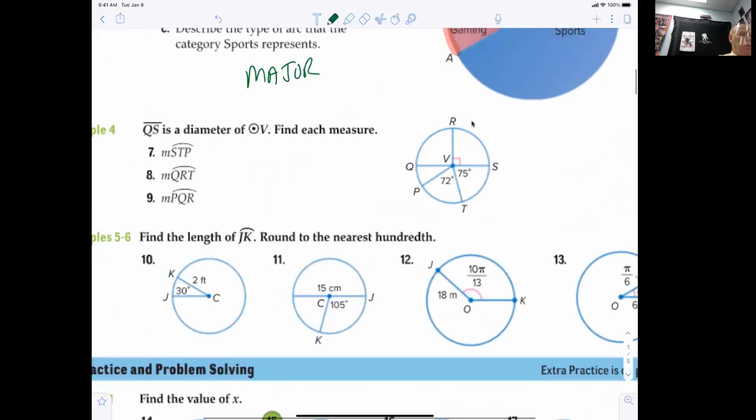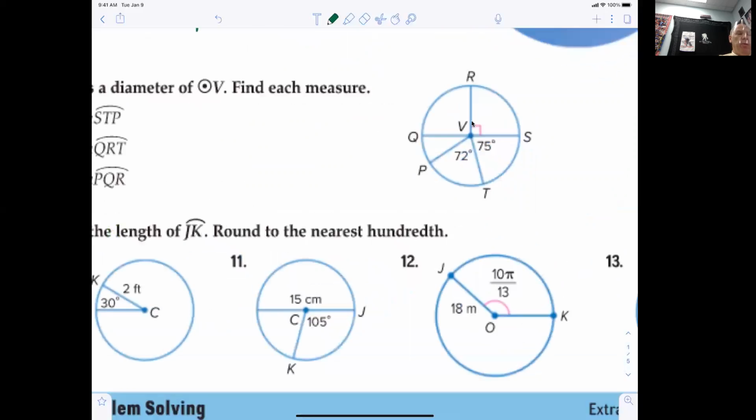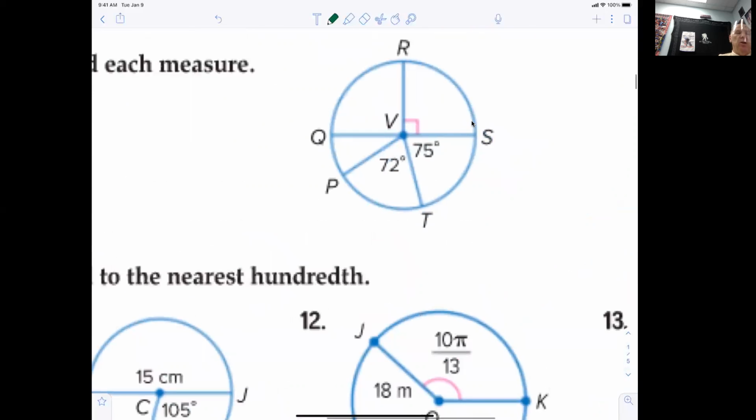All right, here we go. Now, if QS is the diameter, find each measure. Now, for me personally, I just want to come over here. I think it's easier just to go ahead and fill in the missing unknown angles. All right, so what is QVR? Somebody tell me what QVR is. 90. And so what is QVP?